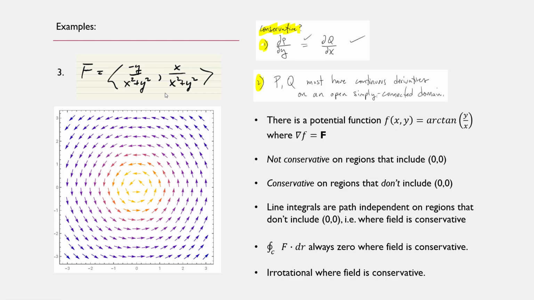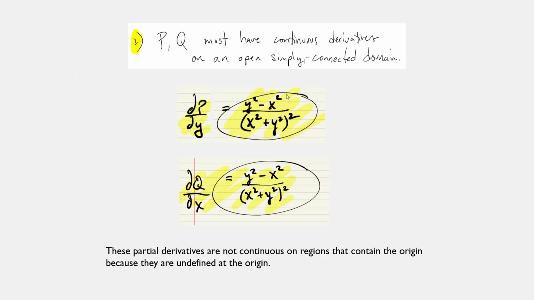But to confirm that the field is a conservative vector field, we've got one more thing to check. Those derivatives have to be continuous on an open, simply connected domain. Looking at those derivatives, they're undefined at the origin and therefore not continuous at the origin. So if we can specify regions that don't include the origin, the vector field would be conservative on those regions.